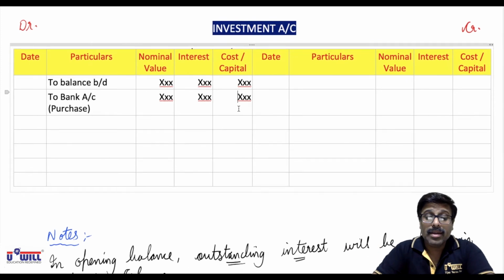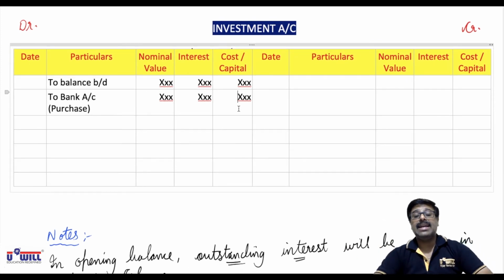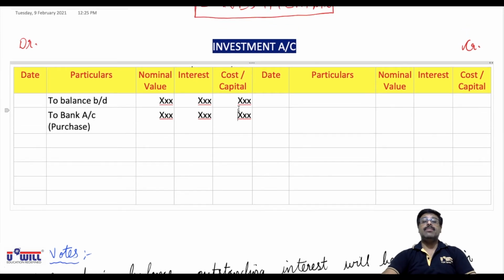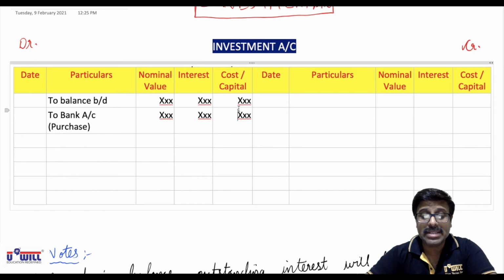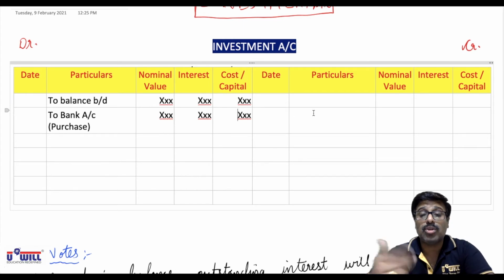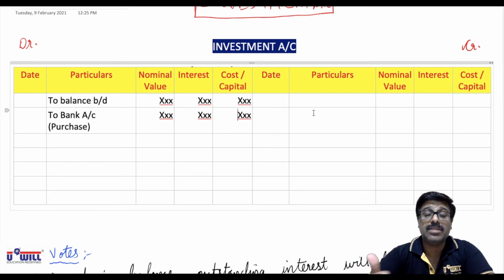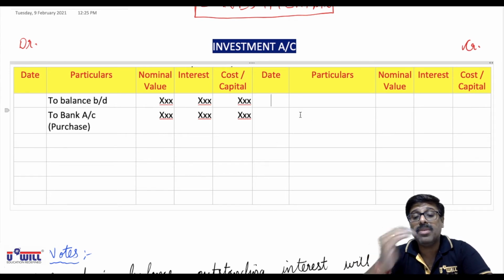Now, on the due dates of interest, like I said to you, the interest may become due once in a year or twice in a year. If the company pays interest once in a year, 31st March, or twice in a year, 30th September or 31st March, or even quarterly, then 4 times in a year. So whenever the interest becomes due, the entry would be what?